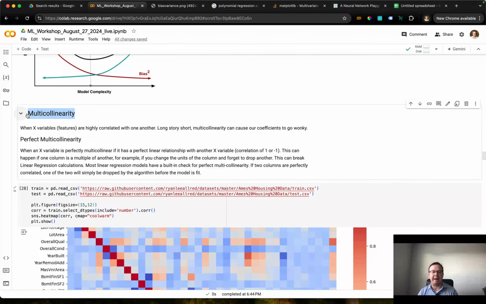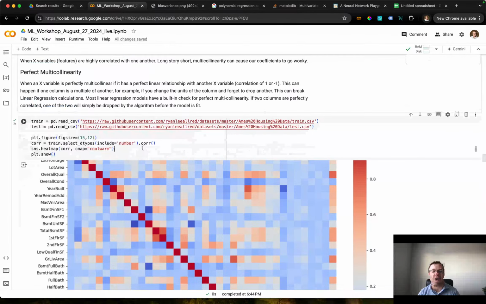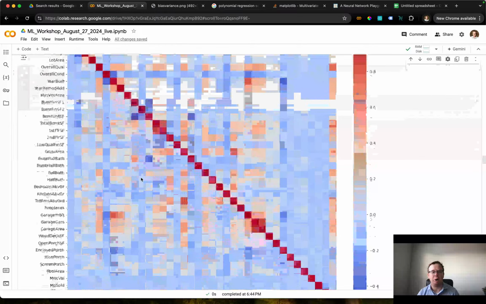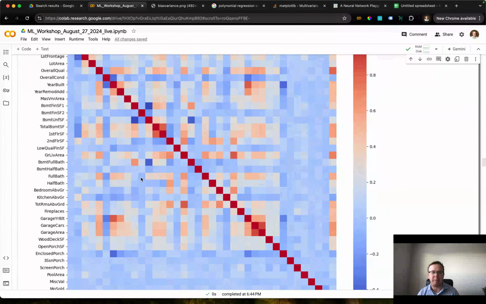Okay, and that's what we're seeing in our data set: we have some x variables that have strong linear relationships with each other. Not perfect. In fact, I don't think we have any perfect multicollinearity before we one hot encode in our data set, but we have some strong correlations. Right? So here's our correlation heat map that we've seen in the past.